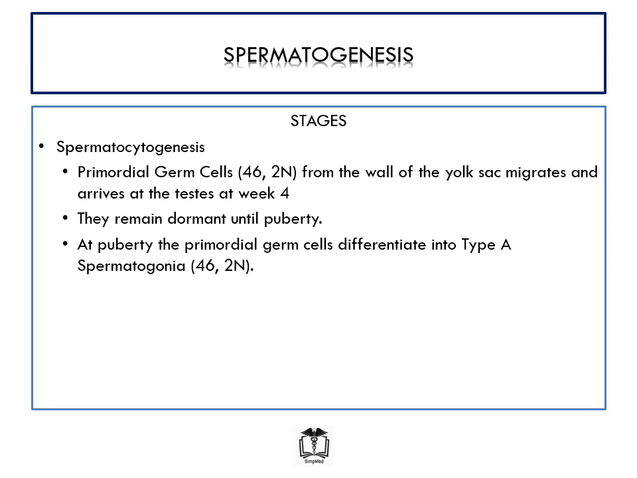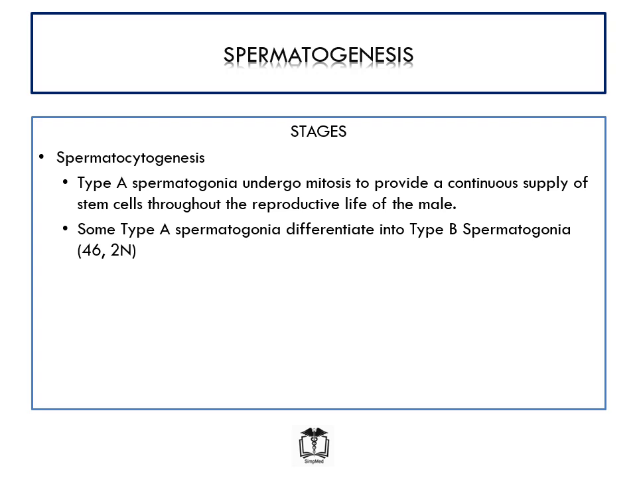So at puberty, the primordial germ cells tend to differentiate into two major types of cells. They differentiate into type A spermatogonia, which is also a diploid cell, and this type A spermatogonia will undergo further division to form a type B spermatogonia. So, like I said, type A spermatogonia usually undergoes mitotic division. This is important to know. Type A spermatogonia is the very first cell derived from the primordial germ cells at the start of puberty.